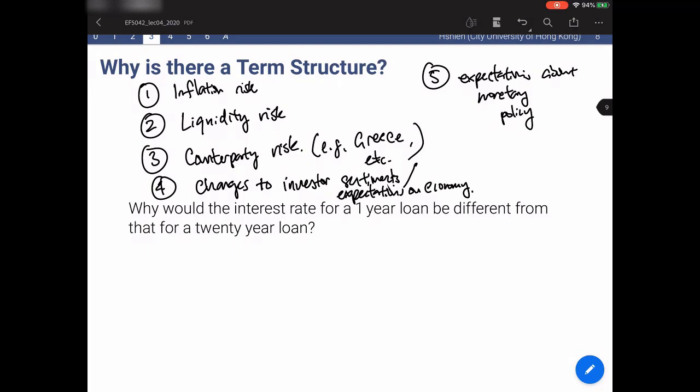Again, it's related to changes in investor sentiments about the economy. It's kind of the same thing. So if you expect the monetary policy to, for example, decrease interest rates over time, then you should expect the yield curve to also reflect that belief, at whatever time horizon you expect the central bank to cut interest rates.